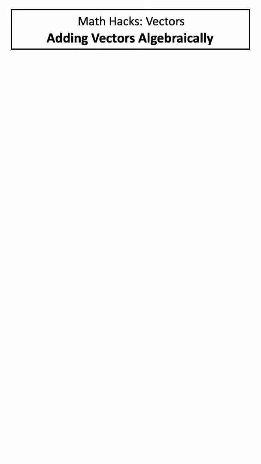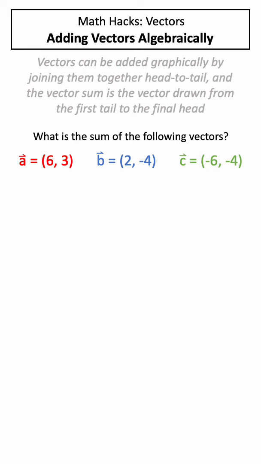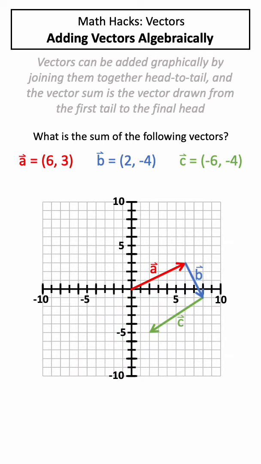Hi there, today we're covering how to add vectors algebraically. Previously, we covered how to add them graphically. As a reminder, we can do this by simply lining them all up, head to tail, and the vector sum is the vector created from the first tail to the final head, as shown here.